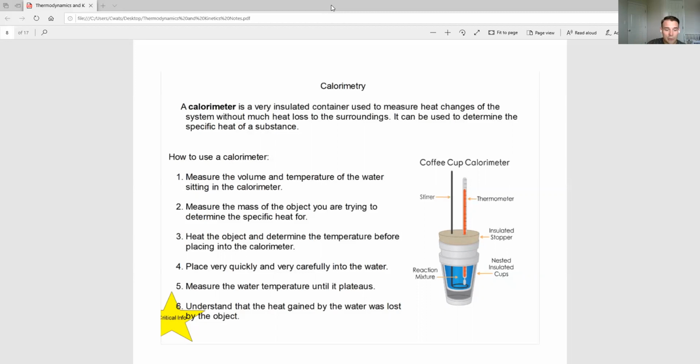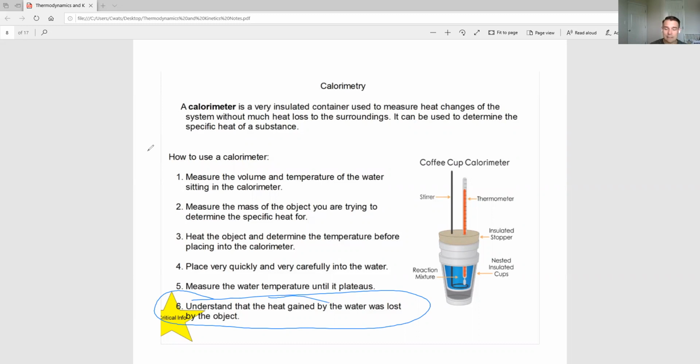It's important to note this critical information here. It says, understand that the heat gained by the water was lost by the object. So in this example, you've got a hot piece of metal going into water that's cooler. So what's happening is the metal is giving off that heat. That heat has to go somewhere. The water absorbs it. When we do calorimetry calculations, we assume that all of the energy goes into the water and that no energy is lost.